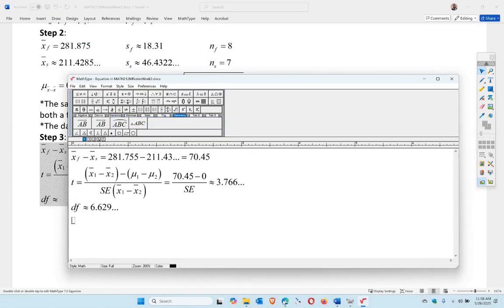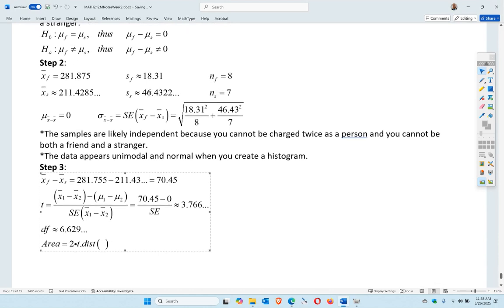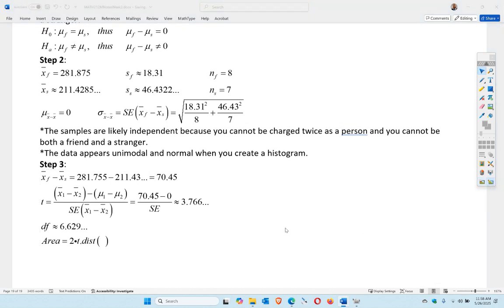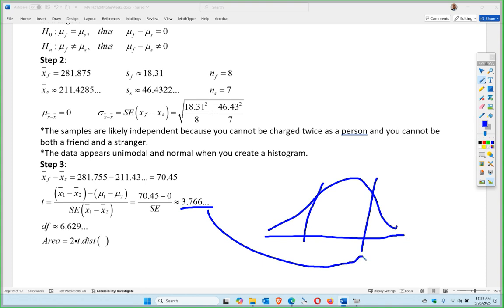Okay, so we need our area now. Area equals 2 times t dot distribution. So the question is, why is it 2? Well, first off, let's talk about it this way. Okay, so this is a not equal to case, so it's a 2-tail, right? Come on, let's draw. Right, this is a 2-tail. So we have a t value right here. That's all the way over here, correct? So we want the area up here, correct?